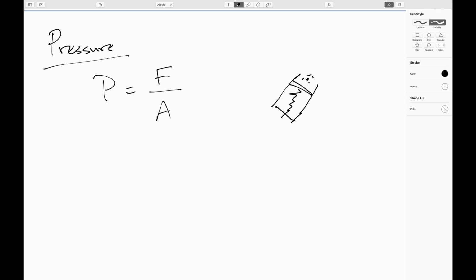And if you stick it in a fluid, so these are supposed to be molecules of the fluid, it turns out it doesn't matter which way you point it. You could point this thing any which way, and it will always read the same value.